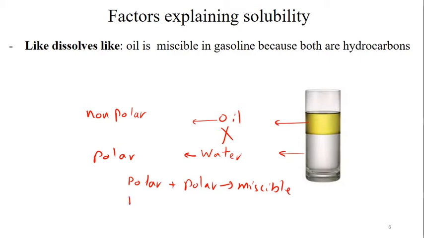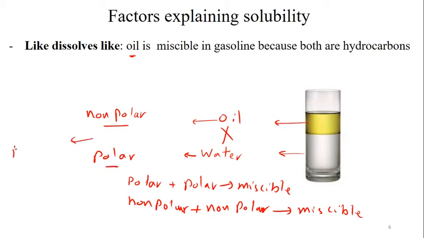Or I can dissolve a non-polar substance in a non-polar solvent, like oil in gasoline, to get a miscible solution as well. But if I try to dissolve a non-polar substance with a polar one, I will get an immiscible solution, which means it doesn't mix together, so a solution of two layers or more.